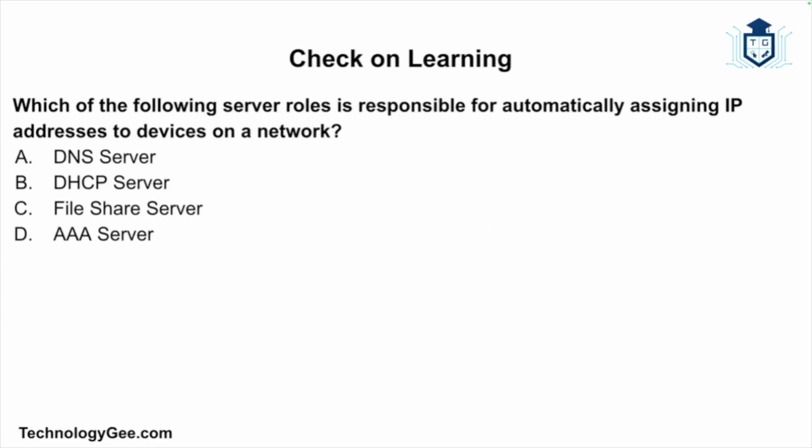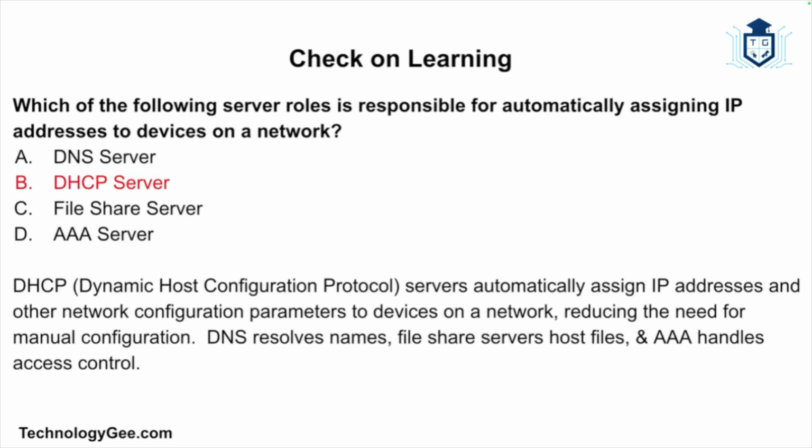All right, so with all of that being said, let's do some check on learning. Our first question is, which of the following server roles is responsible for automatically assigning IP addresses to devices on a network? Would it be the DNS server, the DHCP server, the file share server, or the AAA server? And the correct answer is the DHCP server.